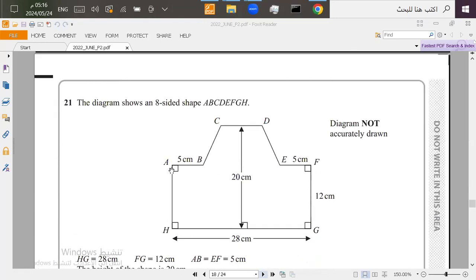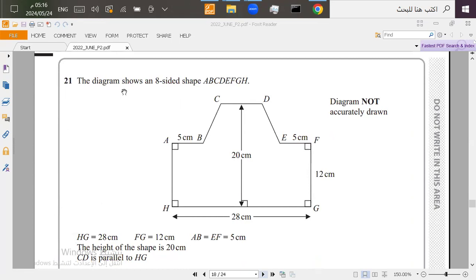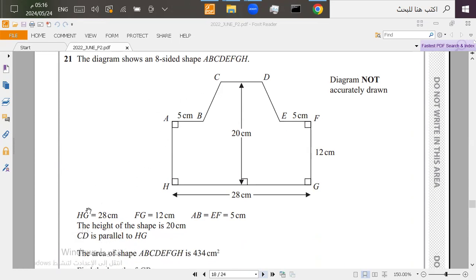Question 21. The diagram shows an eight-sided shape, A, B, C, D, E, F, G, H. This shape here, I have HG, which is 28 centimeters. FG is 12. AB and EF are 5, both of them. We already have these, AB and EF. This one is 12, this one is 28, and we have this, which is 20.